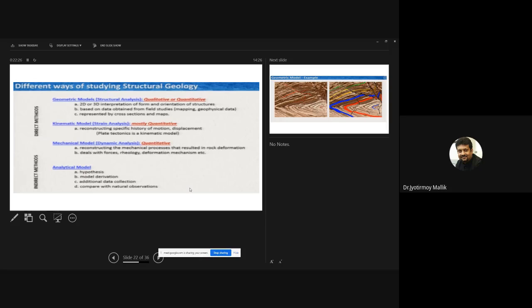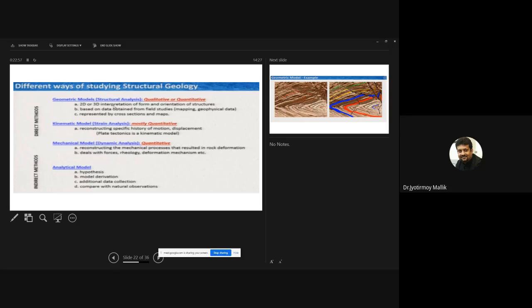So what are the approaches? There are different ways of studying structural geology. The first one is called direct methods, and there are 3 types of modeling that is done in direct methods: geometrical modeling, kinematic modeling, and mechanical or dynamic modeling. And then the indirect method, what is called analytical modeling. So we will see what all of them are. Slowly we will look at them, get some gist, and we will apply them slowly while we move ahead with the course.